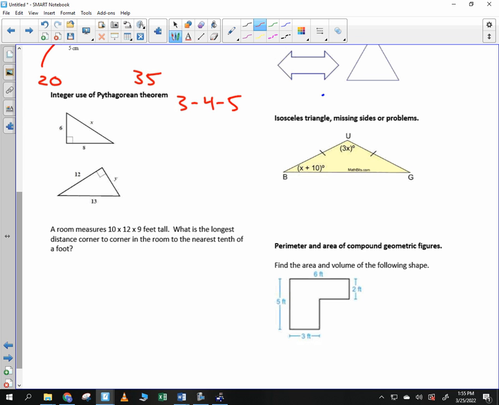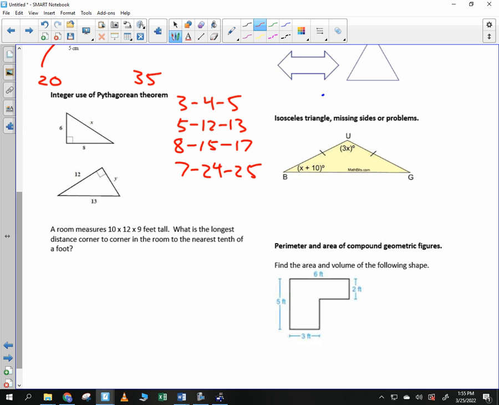Good. All those combinations. Give me another one that works. 5, 12, and 13. We got another one. 8, 15, and 17. And 7, 24, and 25.